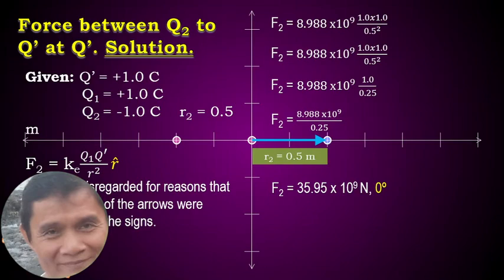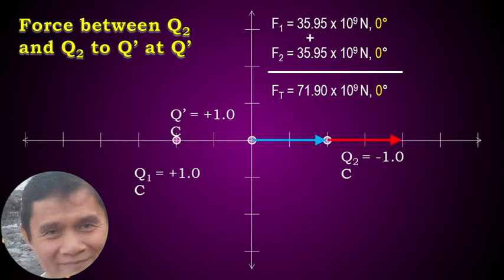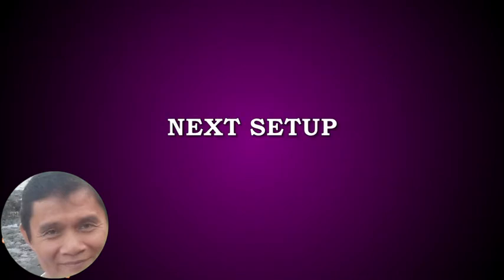And the direction is still 0 degrees, and we come up with the final solution in which both of them are pointing at the right side. Therefore, we just add them. And we come up with a total of 71.9 times 10 to the 9 newtons, still pointing at 0 degrees, as shown by the animation. Okay, it's giganewtons. That's the final answer.